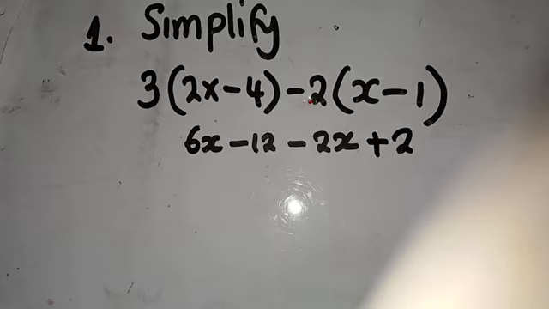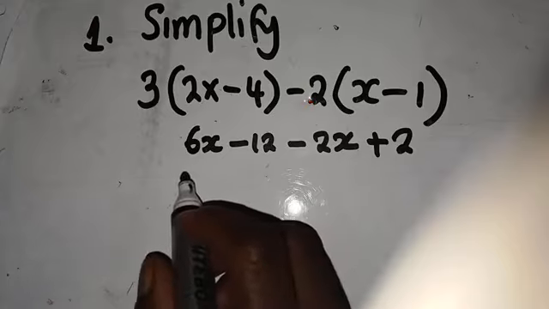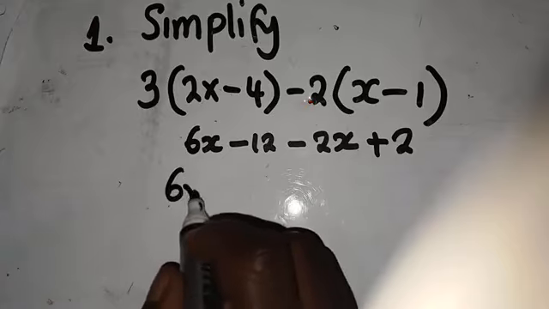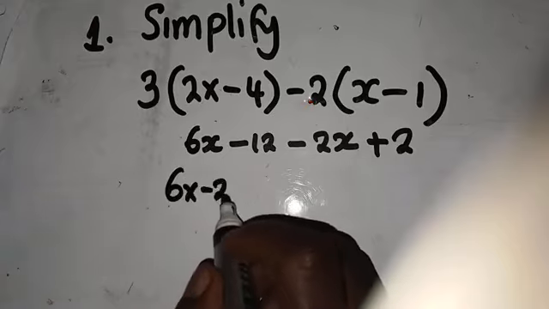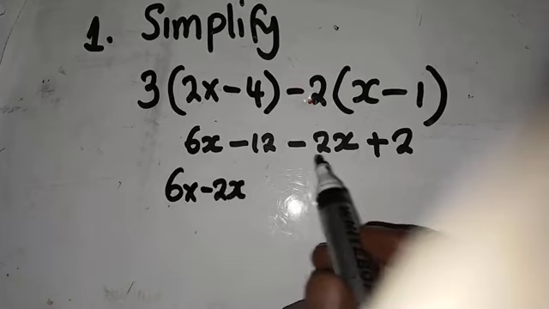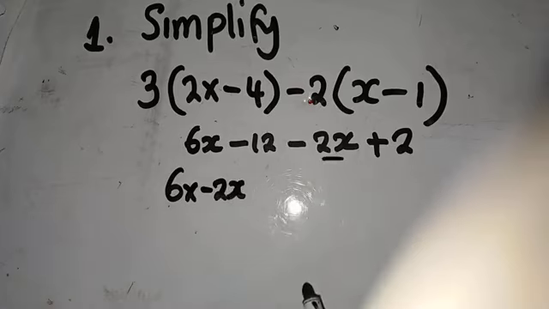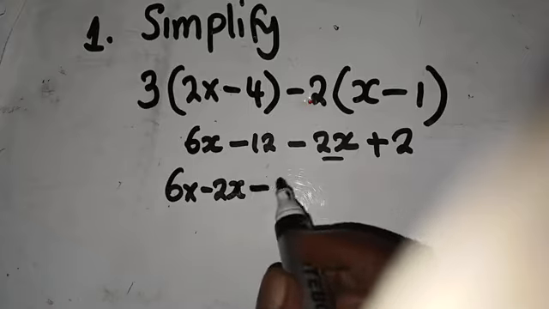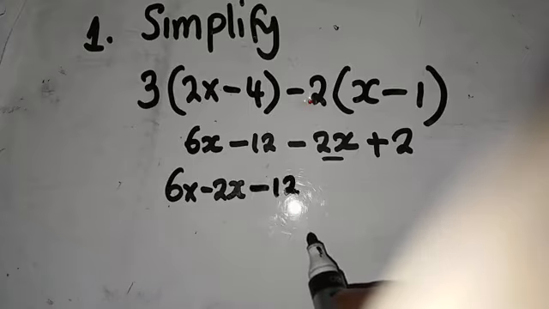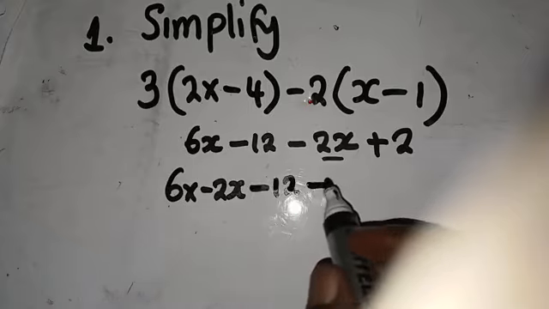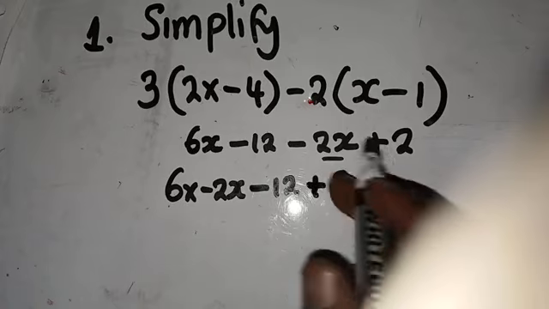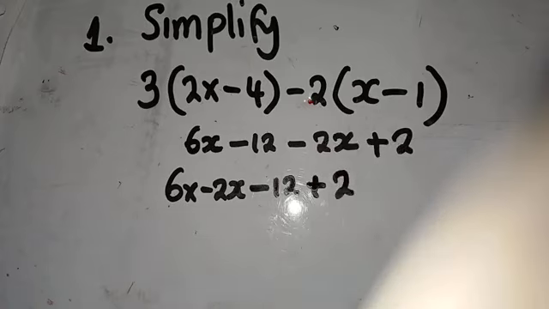Then at this point now, we need to put the like terms together. We need to arrange the like terms together by saying this is going to give us 6x, -2x. This has to move with its own sign. All right. Then +12 +2. Do you get that?